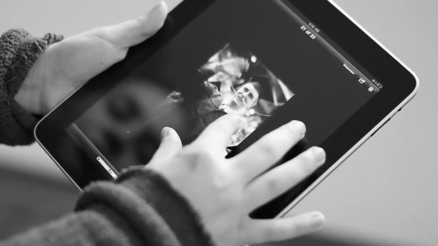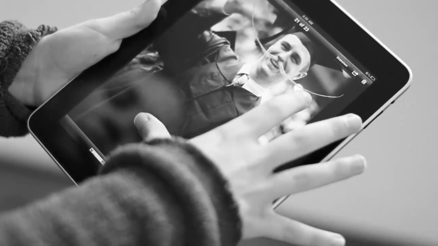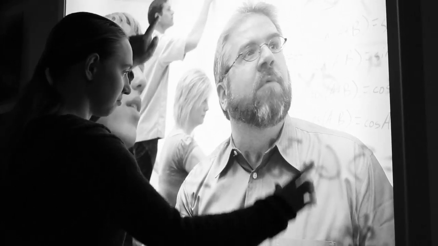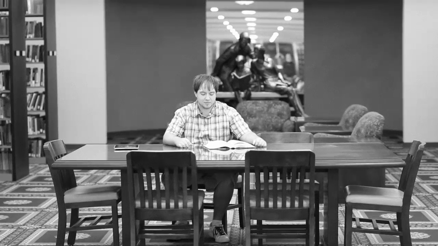You can spot iZombies by looking for the telltale signs. A human knows that the pinching gesture resizes an image on the iPad. An iZombie doesn't know that the same gesture doesn't work on real objects.